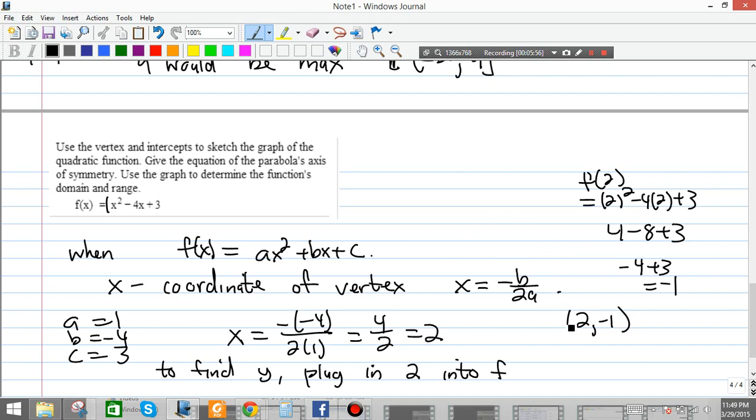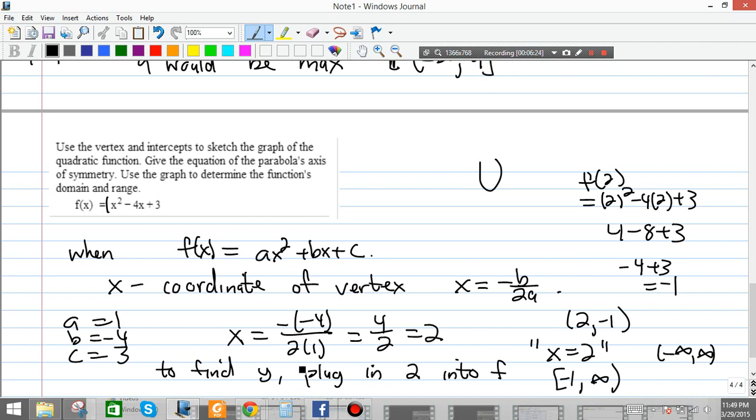The axis of symmetry is x equals 2. The domain is minus infinity to infinity always. And now, again, because 1 is positive, this opens up like this. And so negative 1 is the minimum. So negative 1 to infinity is the range. I'm going to put all that in, and I'm going to graph.